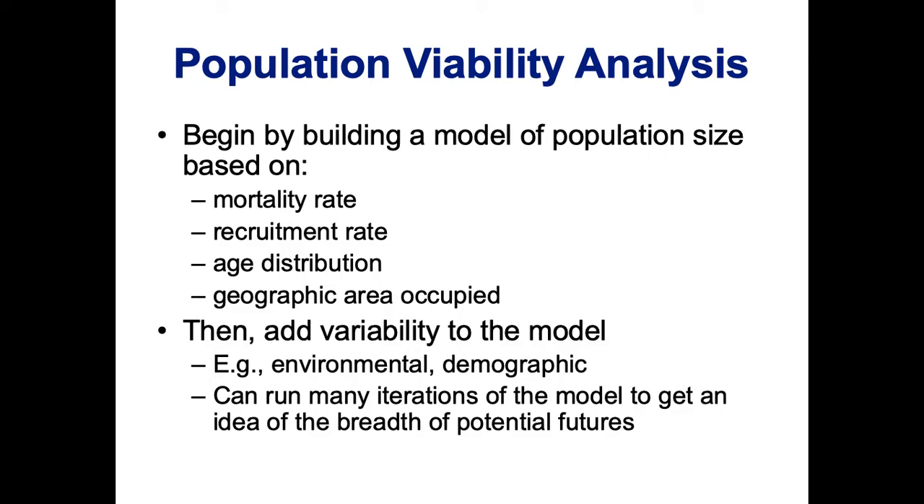And then you run many iterations of the model to get an idea of the variability in potential futures. So it's very hard to know for sure what the exact answer is, but with good information you can make an estimate. Like the model predicts that there is a 50% probability that the population will go extinct in 20 years. Or we're predicting that the population will be between 100 and 150 individuals in 50 years. Things like that. You want a range of possibilities.